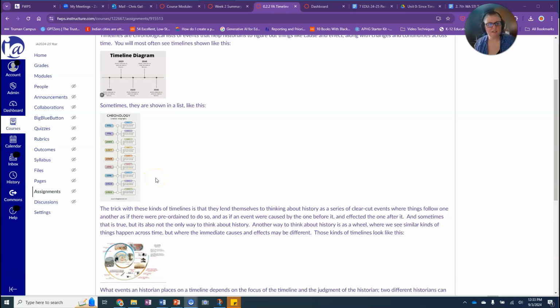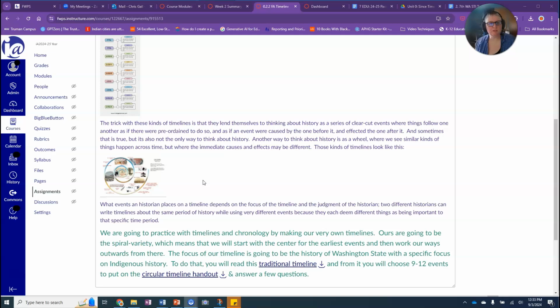That's another really common way to do them, like that second picture. And the trick with those two most common kinds of timelines is that they lend themselves to thinking about history as a clear-cut series of events where one thing leads to another, as if it were inevitable. And sometimes you're absolutely going to look at that and say, oh yeah, that's the logical outcome. That was always going to happen. But most often with history, that's not the case. So it's not the only way to think about history.